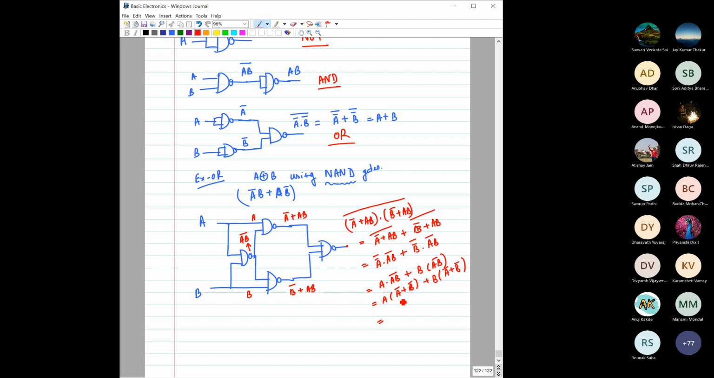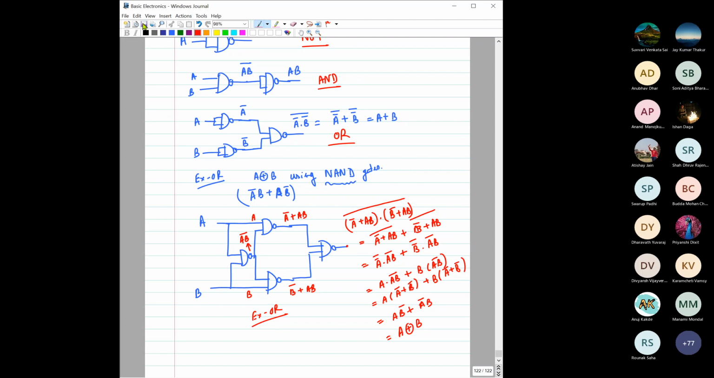So here A dot A bar is basically 0, right? It is A B bar. Again, B dot B bar is 0. So it is A bar B, right? So then it is basically this A XOR B, right? So we can see from here that by using a very small number of NAND gates, we can implement this XOR operation, isn't it?